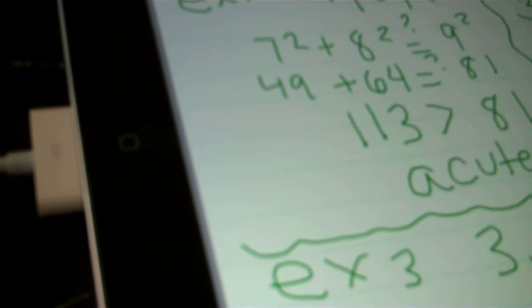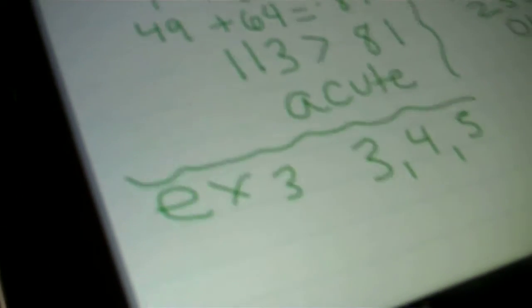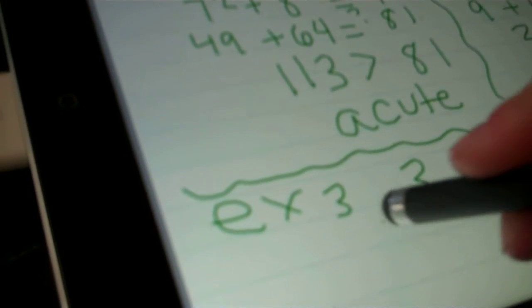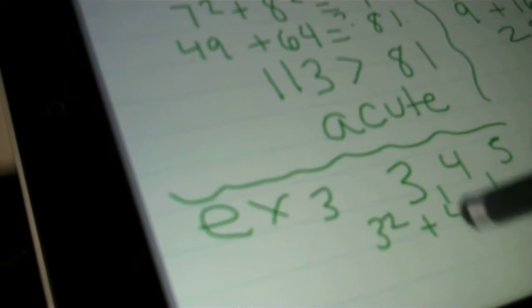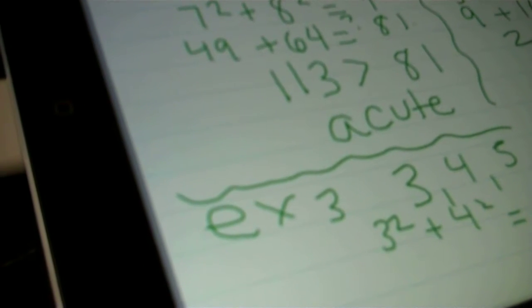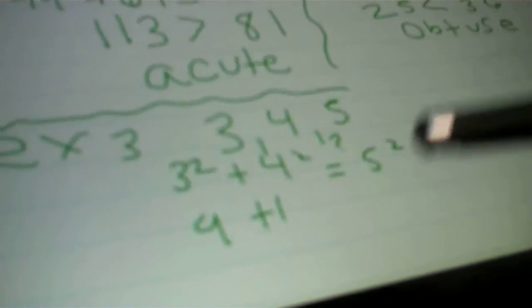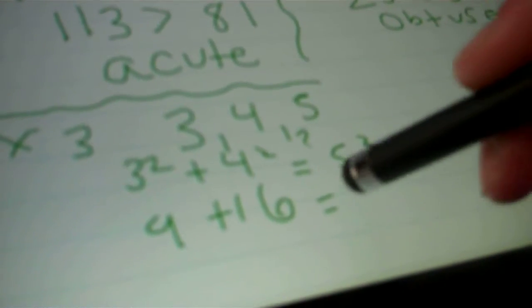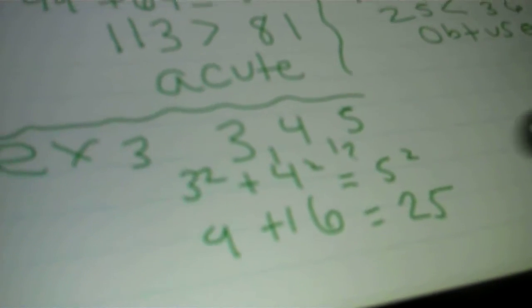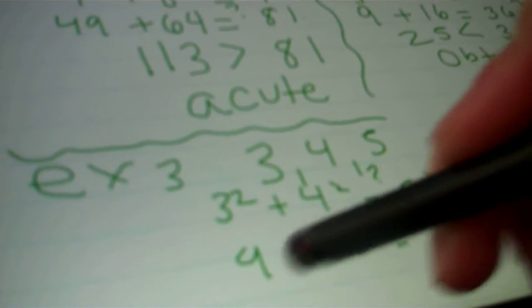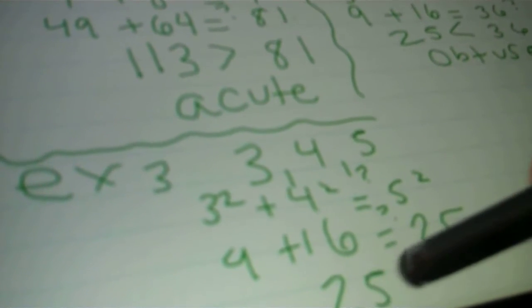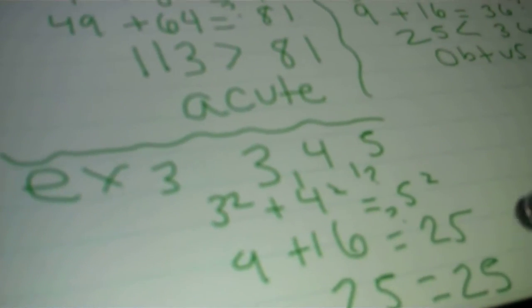All right, last one. Example 3. Let's try 3, 4, and 5. So my two smaller numbers, 3 and 4. We'll have 3 squared plus 4 squared, and does that equal 5 squared? Put my question mark. So 3 squared, 3 times 3 gives me 9. 4 times 4 gives me 16. And 5 times 5, I get 25. And does 9 plus 16 equal 25? Well, yes, indeedy it does. So it's a right triangle.